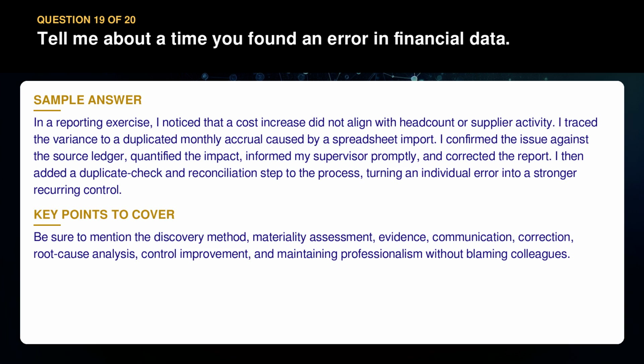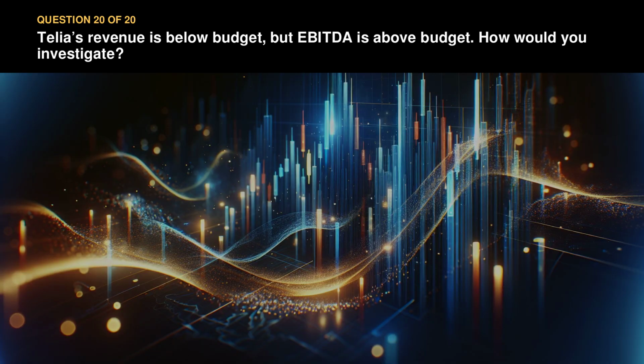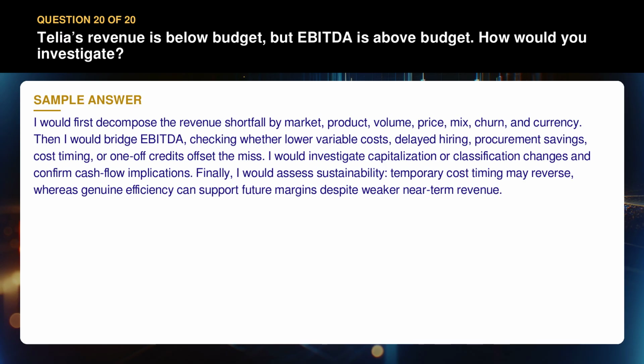Be sure to mention the discovery method, materiality assessment, evidence, communication, correction, root cause analysis, control improvement, and maintaining professionalism without blaming colleagues. Question 20. Telia's revenue is below budget, but EBITDA is above budget. How would you investigate? I would first decompose the revenue shortfall by market, product, volume, price, mix, churn, and currency.